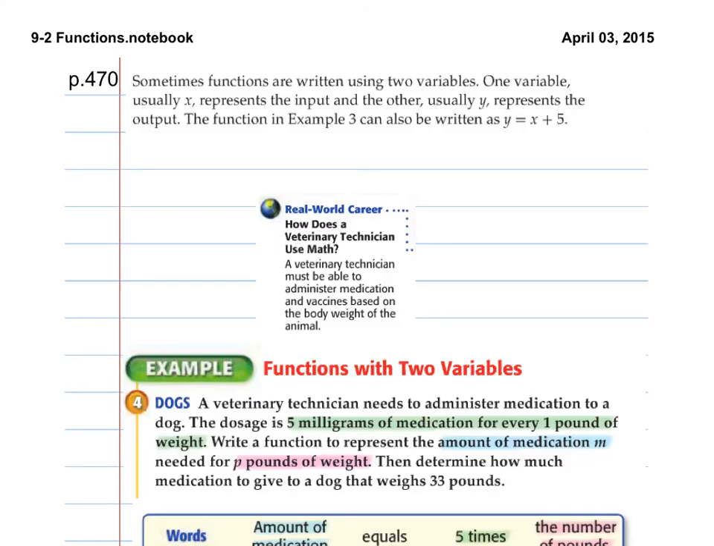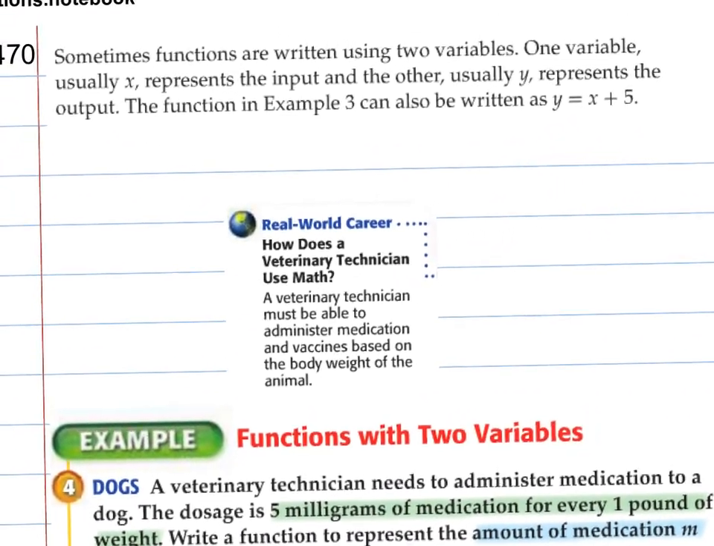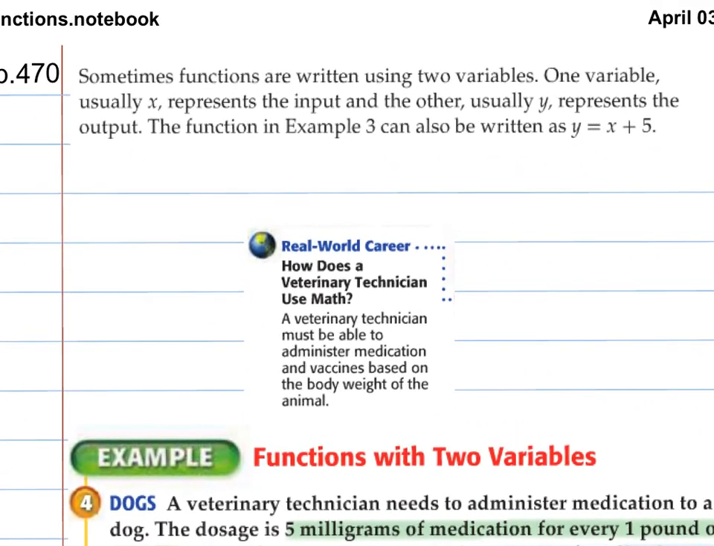All right, sometimes functions are written with two variables, like we just saw in that table. One variable, usually x, represents the input, and the other, y, represents the output. Like I said, instead of f of x equals x plus 5, we could have written y equals. They're kind of interchangeable here, so don't let that get too confusing for you.